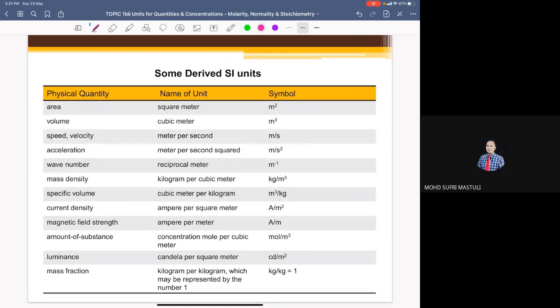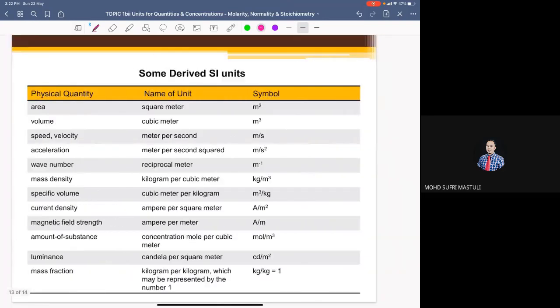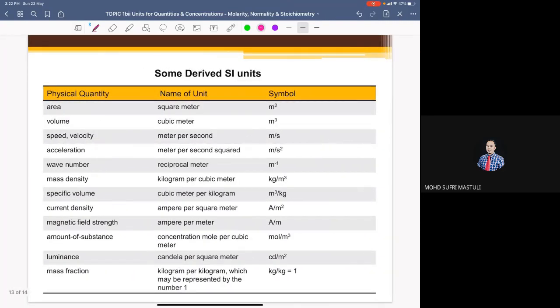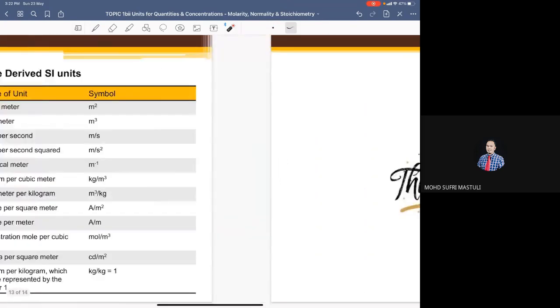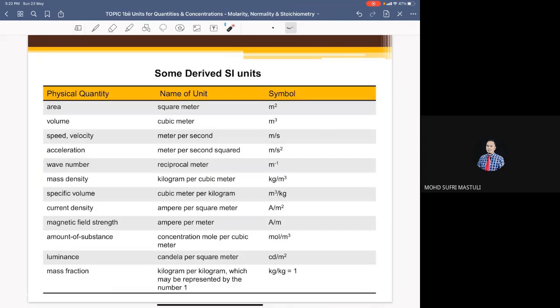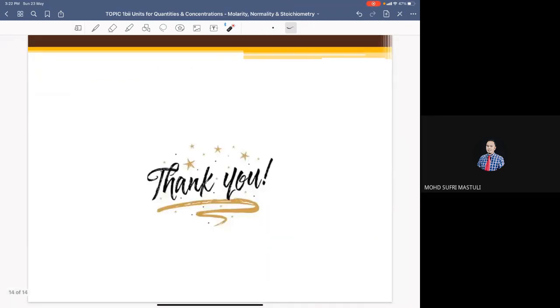Okay, this table shows the SI unit for several physical quantities, which we covered previously in our earlier video. I think there is no need to memorize this one. It just gives you some idea of the SI unit. So I think that's all for this stoichiometry.